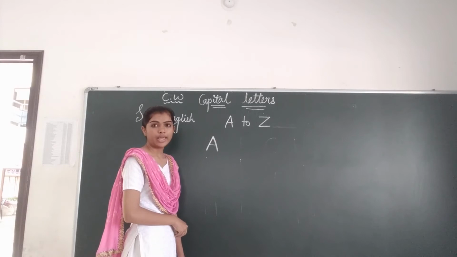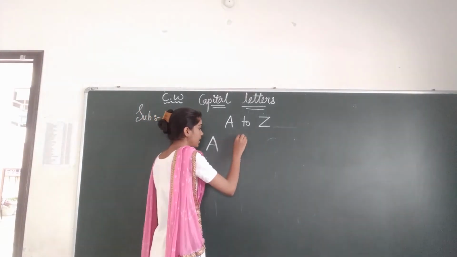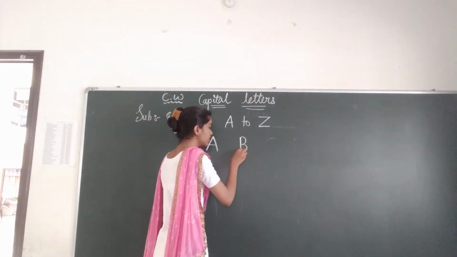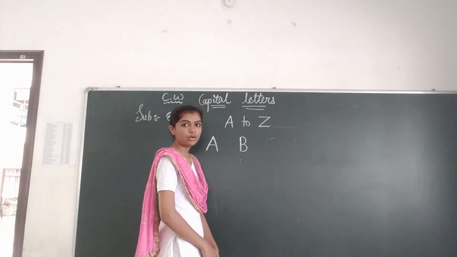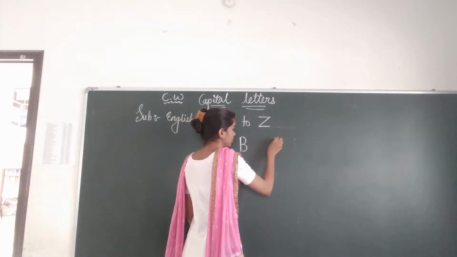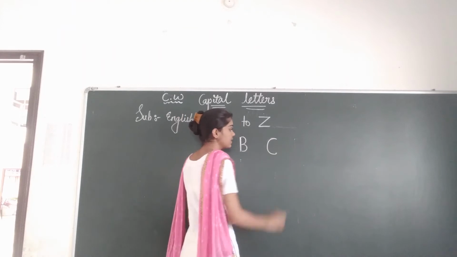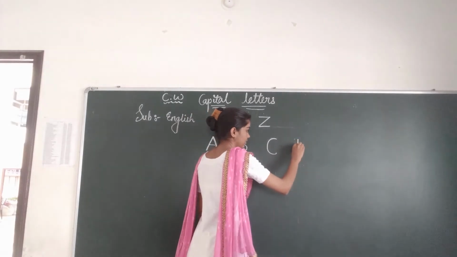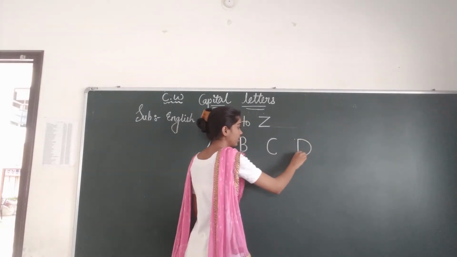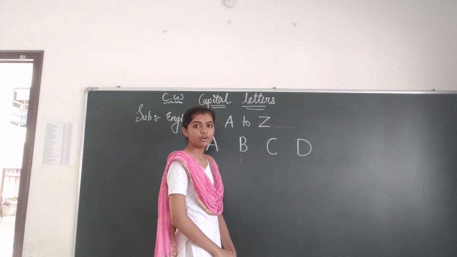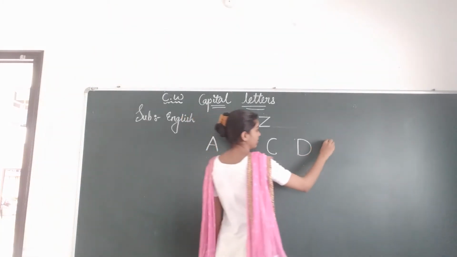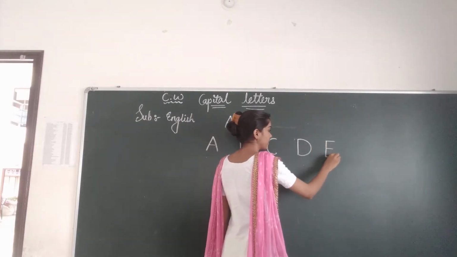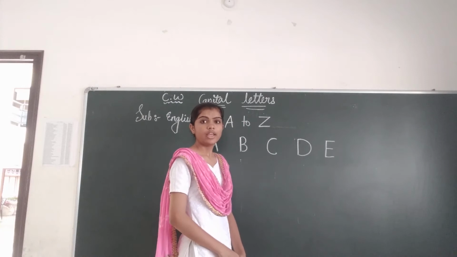A for apple. Now B, standing line and two curves. B for ball. Now one curve. C for cat. Standing and curve. D for dog. Standing and three sleeping lines. E for elephant.